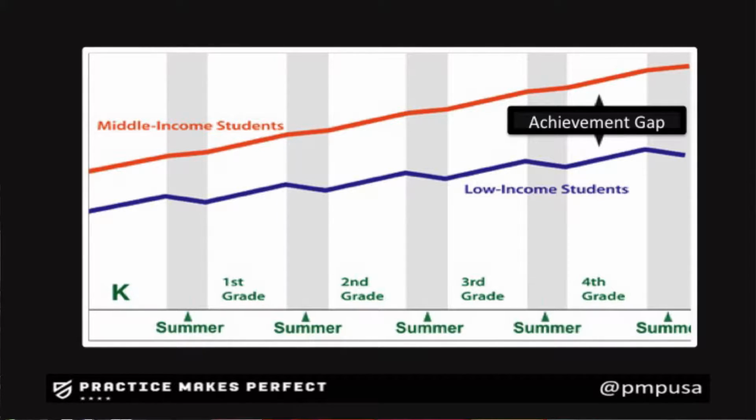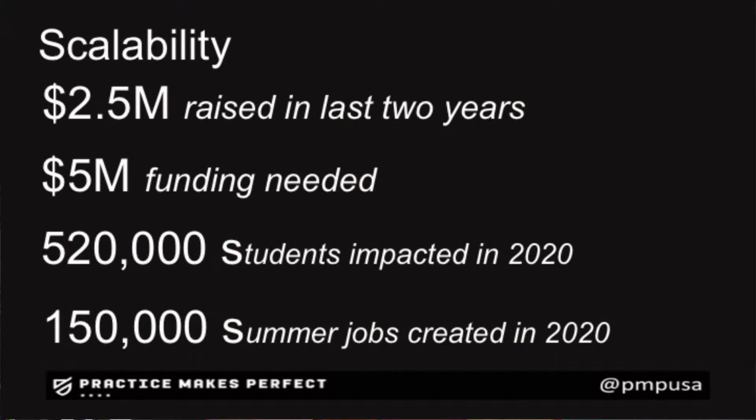This achievement gap is articulated between what middle school kids are able to do because they have programs to retain learning, and what happens to kids in the lower part of the social strata. These lower income students then have a continuing degradation of their achievement that can be made up through the summer school program. What Kareem asked for was $5 million in funding. It's pretty nice because that would mean 520,000 students going through the summer school program by 2020, and 150,000 jobs for summer interns of various levels, including high school and college students.